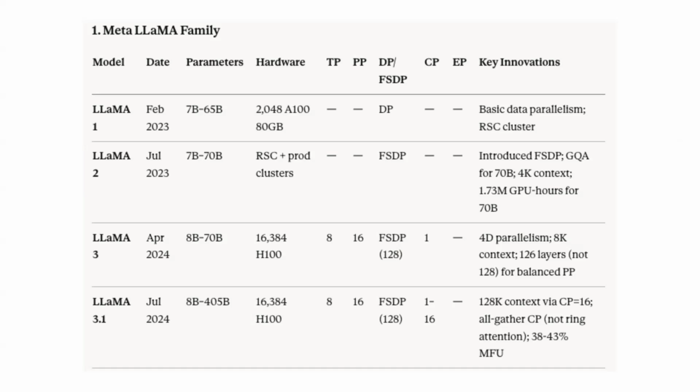And they also go with FSDP across 128 splits. And we can see here that for Llama 3 and Llama 3.1, context parallelism differs from 1 to 16. And to my best understanding, it's because it's for different context length. So for short context length, they didn't do any context parallelism. For long context length, they had to kind of still fit in memory.